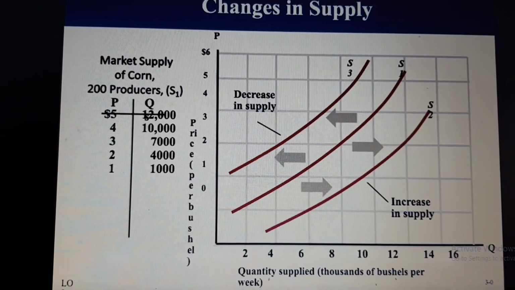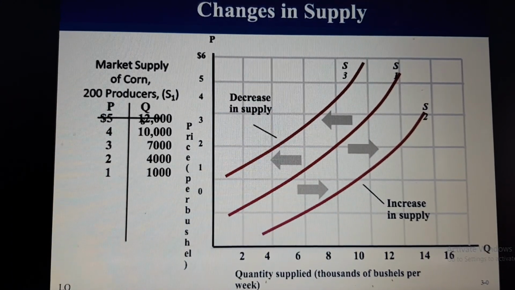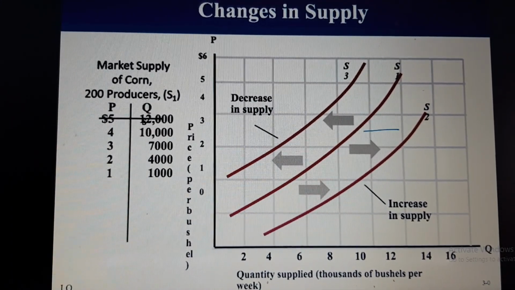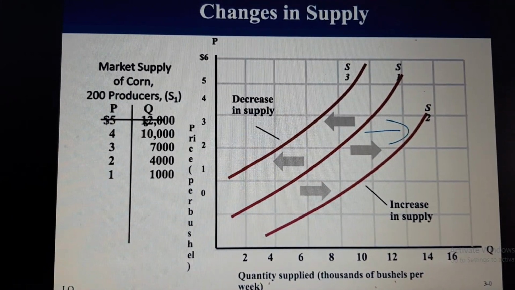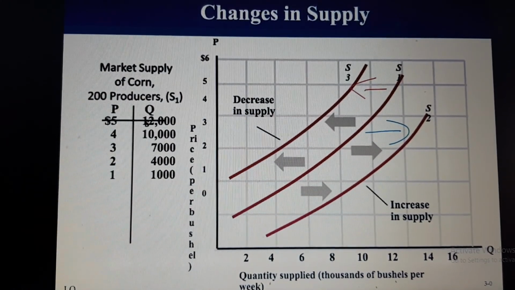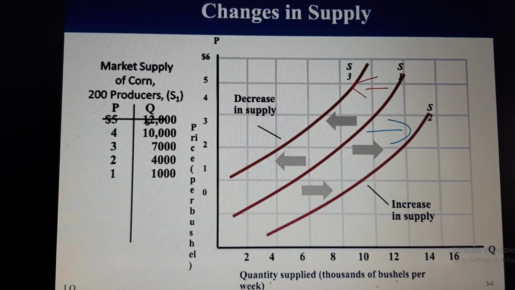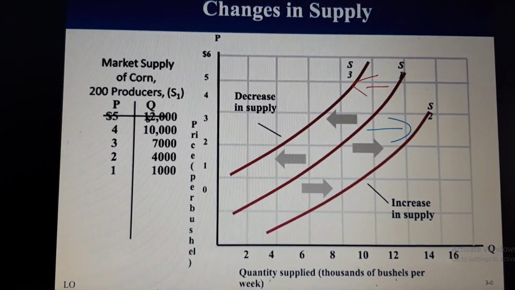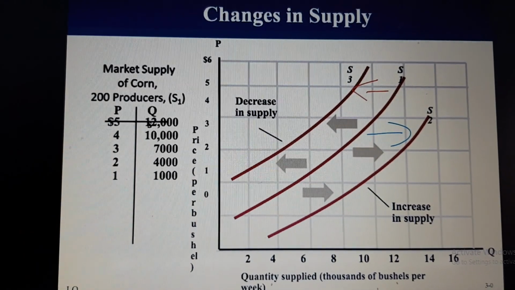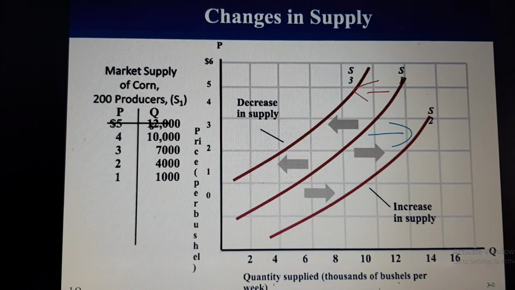Okay, and so very similar to demand, an increase in supply will cause a shift to the right of the supply curve, and a decrease in supply will cause the supply curve to shift to the left. And just a friendly reminder, the price of the good in question changing would not cause the supply curve of that good to shift. It would only cause a movement along the curve.